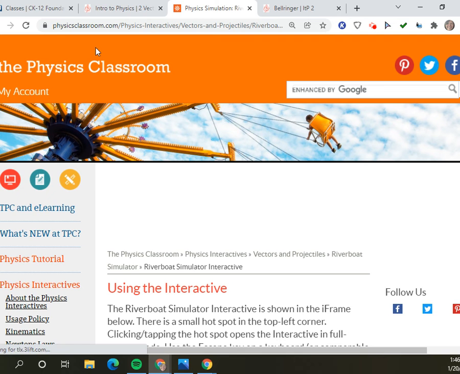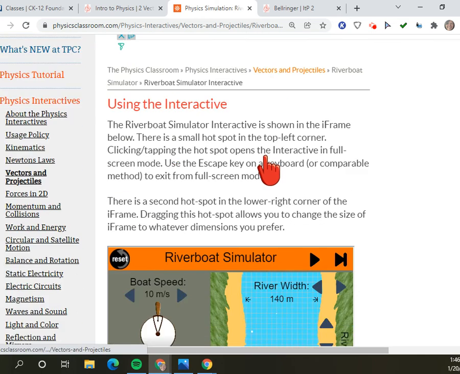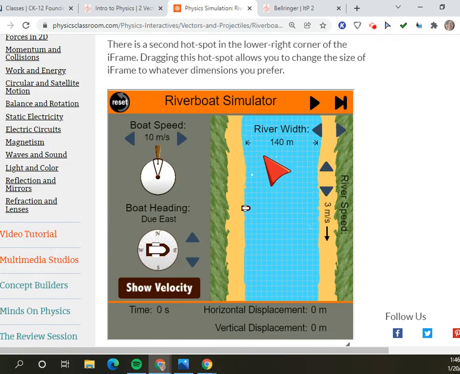When you open that website, when you click on that link, it's going to bring you to the Physics Classroom, which is really great. And then you scroll down and you come to this simulator. Okay, there are lots of things going on with this simulation. First, it's a riverboat. So we have a boat and we have a river. Okay, what is true about a river?